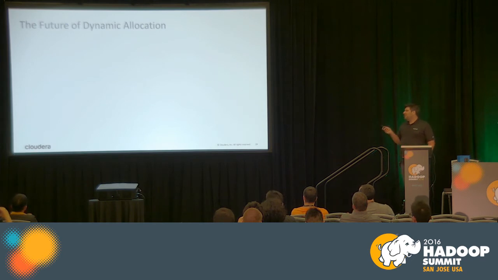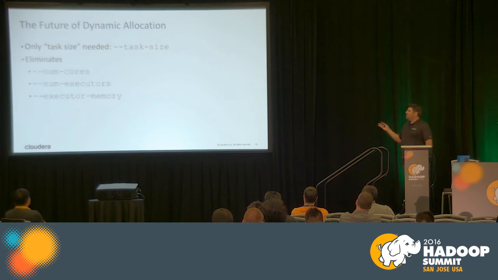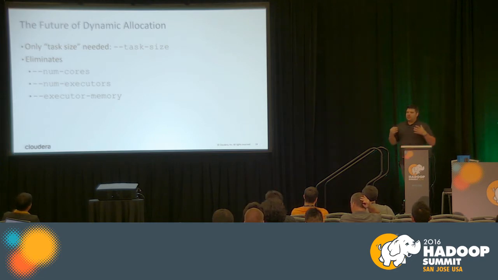So I like this slide because I've used this slide before, which is, in the future, we will want to fix dynamic allocation so that you only specify a task size, and it eliminates these 3 variables. So all we need to know is how big is your slot, and then we can take a look and see how many cores do you have, and do the math for you. The nice thing about this is that this will allow heterogeneous containers, because right now you can only have homogeneous containers on Yarn.